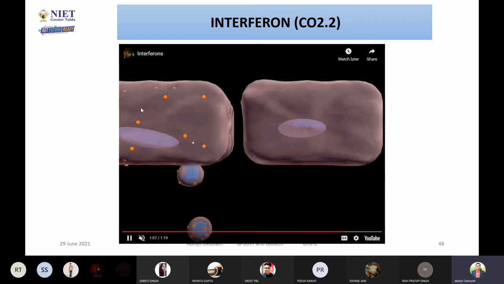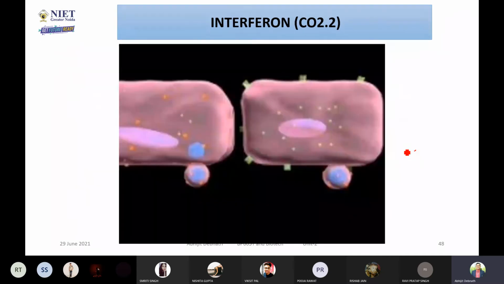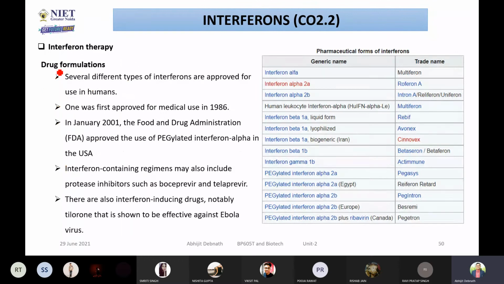You can see in this cell there are lots of viruses, and in this cell the virus is not able to destroy the cell, rather the virus is destroyed. Okay, so this is the process by which interferon works. In diseases it also plays a very big role. I have already mentioned that, I will not mention it again, including in drug formulation.